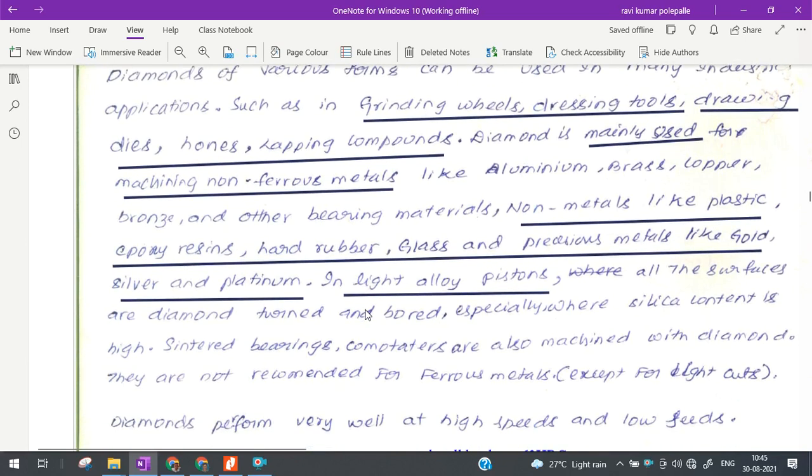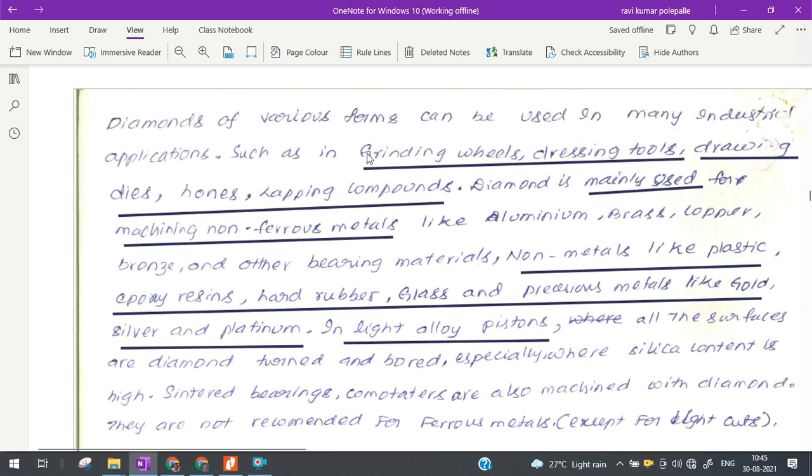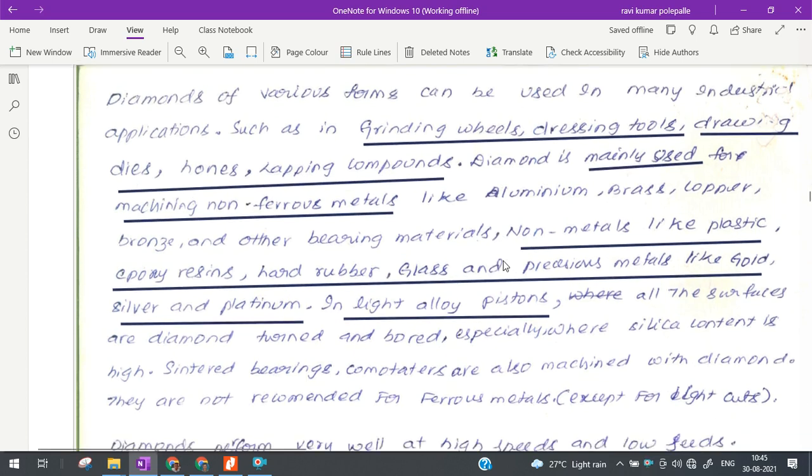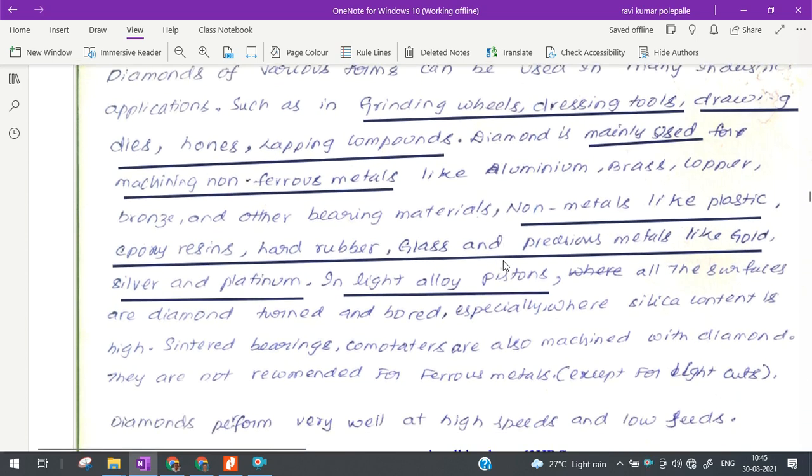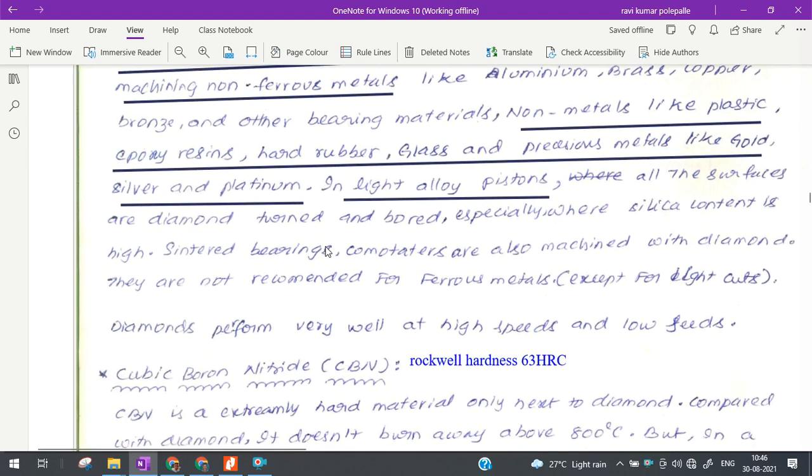So diamonds as cutting tool materials have various applications. They can be used in grinding wheels as abrasive materials, dressing tools, drawing dies, cones, lapping compounds. So diamond is mainly used for non-ferrous materials. Cutting of non-ferrous materials like aluminum, brass, copper, bronze, and other materials such as bearing materials. Even non-metallic materials like plastics, epoxy resins, hard rubber, glass, gold, silver, platinum are also going to be used for cutting using diamond.